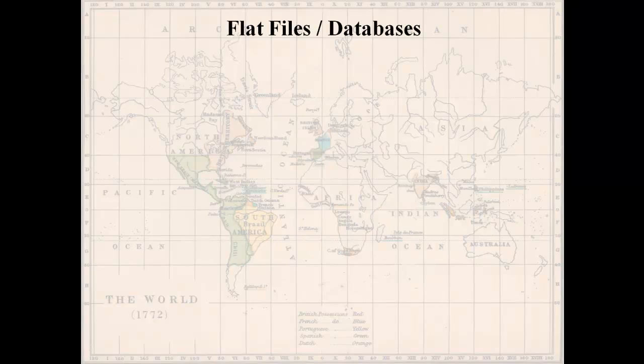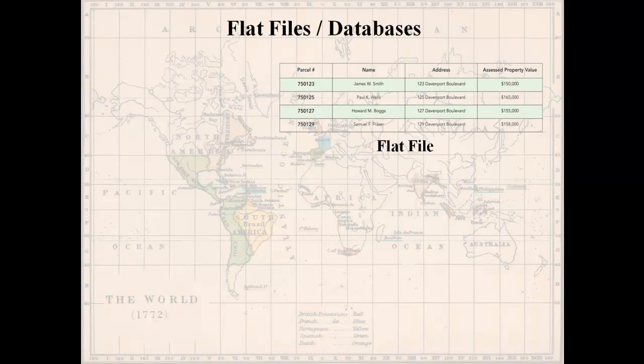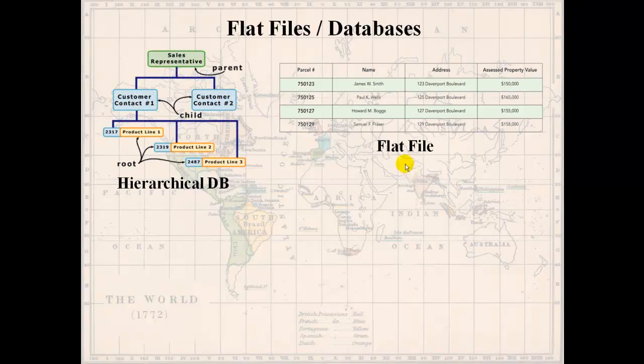Okay, flat files and databases. A flat file, you can think of that as a spreadsheet. It's basically a table with rows and columns. You can see that this table has information about parcels, the owner, the address, and the value. At some point, people figured out that storing information in a flat file sometimes ends up with some management issues in terms of redundancy and needing to store more information or more copies of information than you absolutely need.